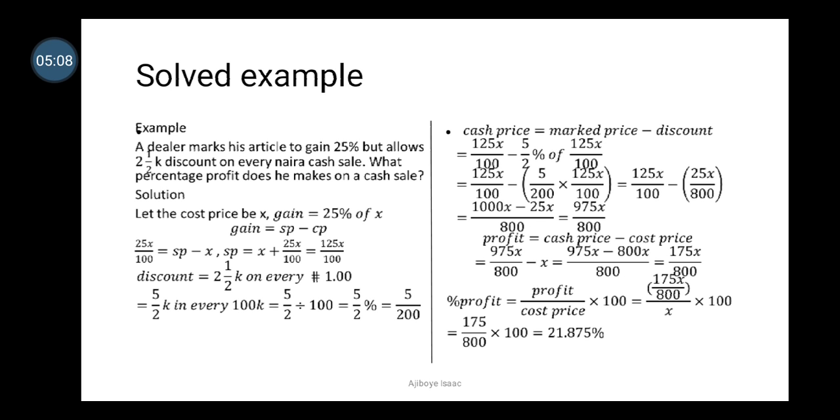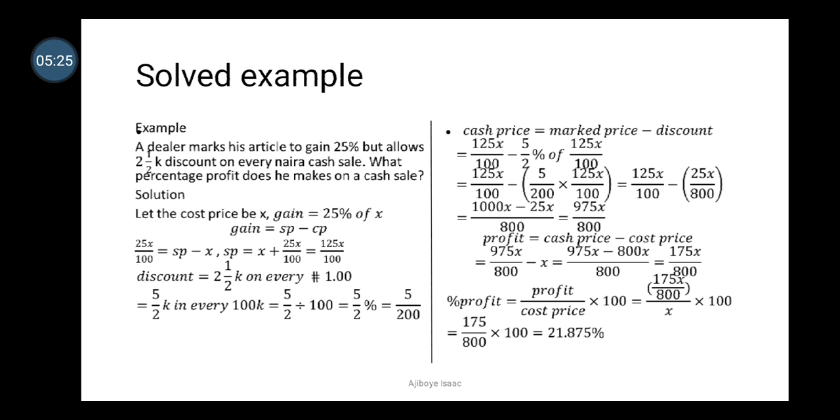There should be a marked price on the item. Okay, we don't know the marked price. So we start by saying let that price, the marked price, let it be marked price MP, for instance.